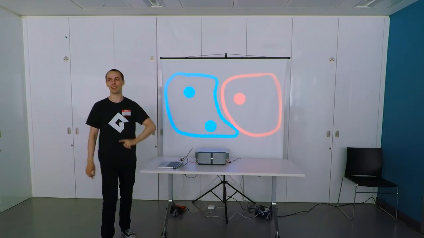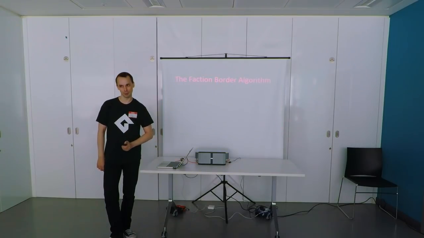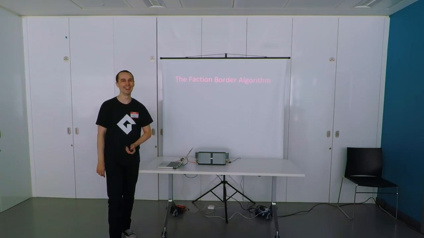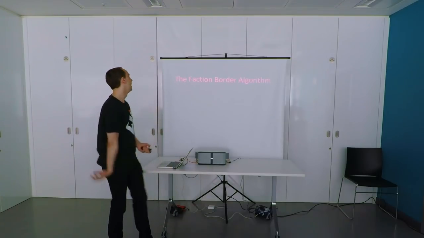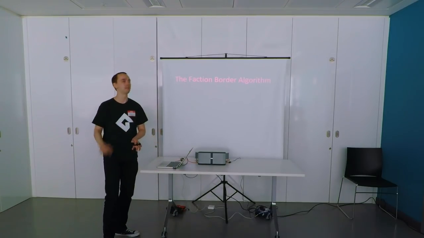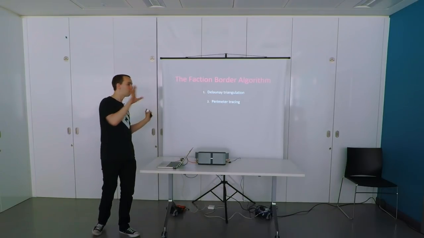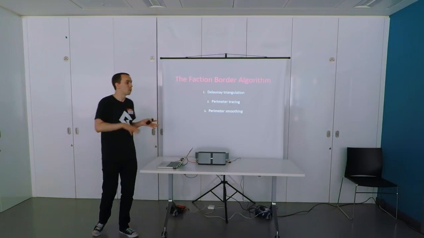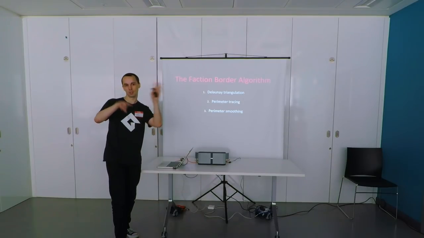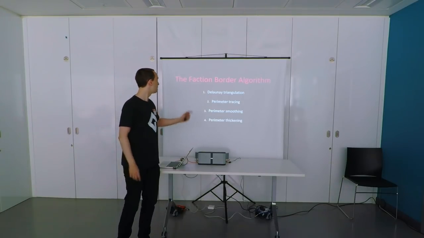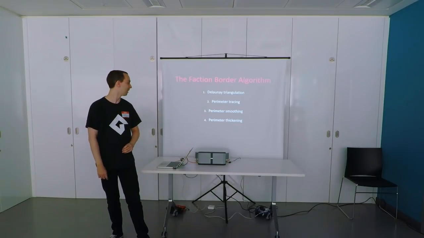So I came up with an algorithm, and I call it the faction border algorithm. I'm a programmer, right? I'm not very imaginative. Or the FBA. And it has four steps, technically five, but four steps. First of all, we do a Delaunay triangulation. Then we do perimeter tracing. And then we do perimeter smoothing, because most of the time it's angular, you want it to be smooth. And then we do perimeter thickening, okay?